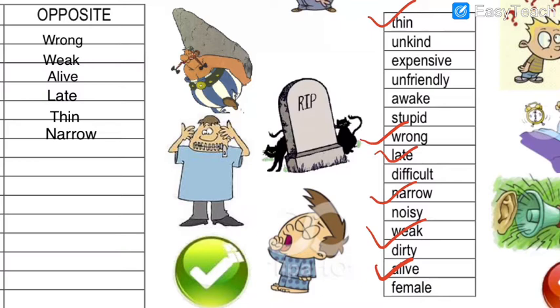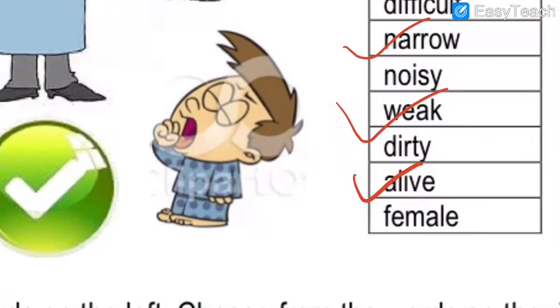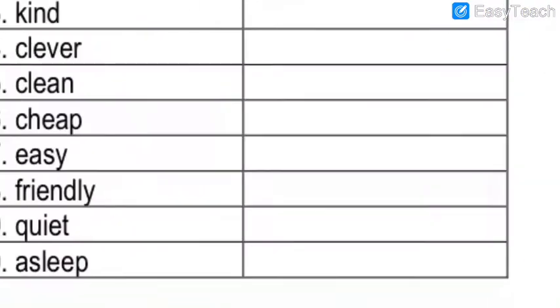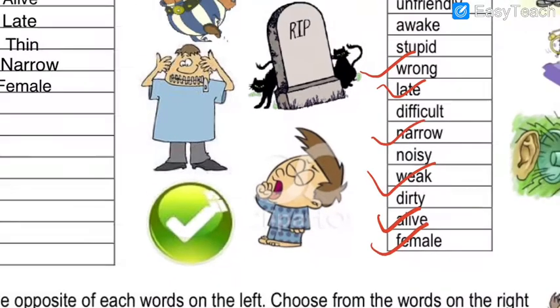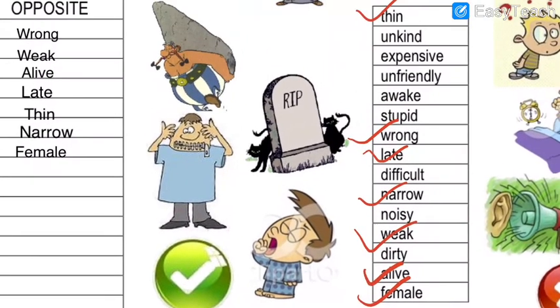5, 4, 3, 2, 1, 0. So what is the opposite of male? Female. Let us write it down. Female. It's F-E-M-A-L-E. You have to just add fe, which is F-E, and then the male spelling will remain as it is. Next word is kind. Okay, what is the opposite of that word? Please try to find it out.